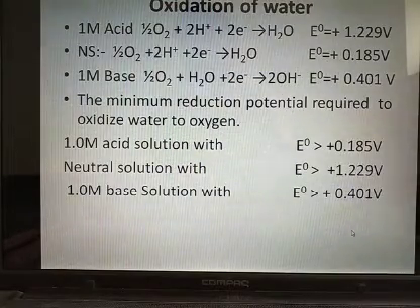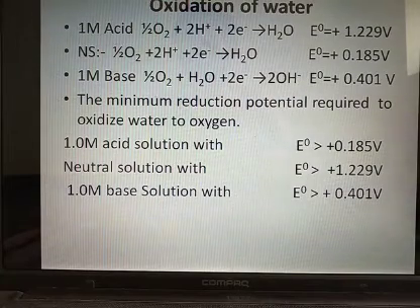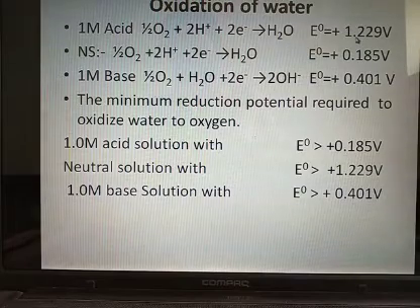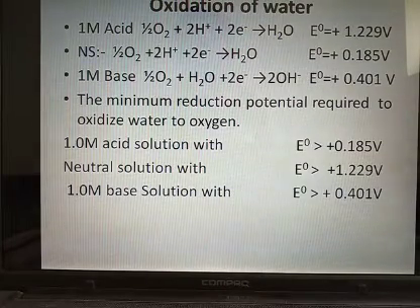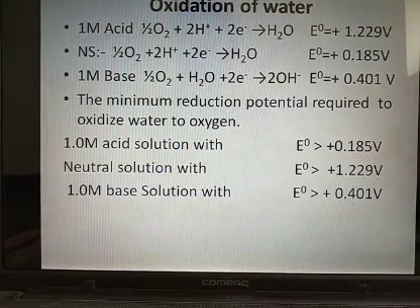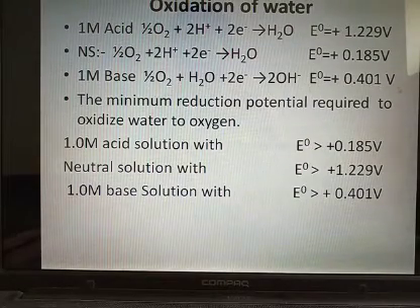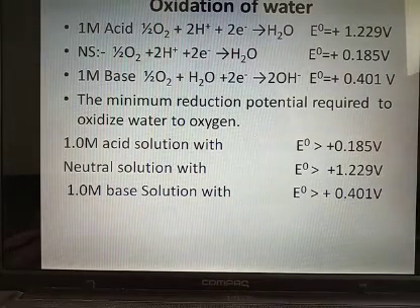Then oxidation of water. In 1 molar acid, once again it shows a positive sign, positive 1.229 volts, and in a neutral solution positive 0.185 volts. Then in 1 molar base, it is positive 0.401 volts. So this is the minimum potential required to oxidize water to oxygen.